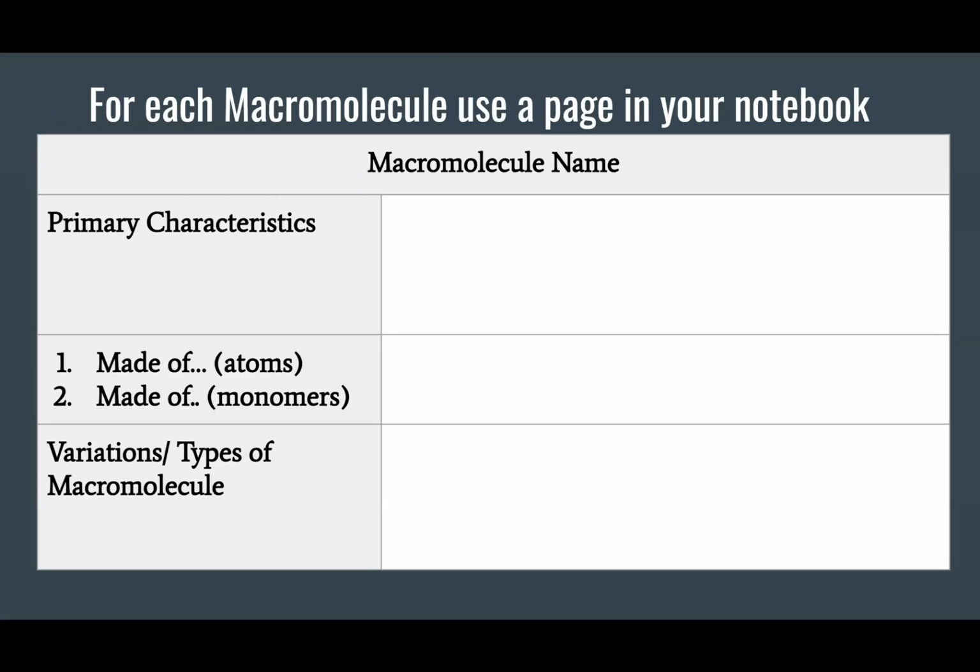I definitely encourage you to have the following structure in your notebook for each macromolecule, so that's going to be 4 pages in your notebook. I recommend that you use a page and have the following characteristics of your macromolecule on that page. So you're going to have the primary characteristics, so the things that this molecule can be recognized by or their behavior in biological systems, what these molecules are made of in terms of their atomic structure, and then what monomers are these structures going to be made of?